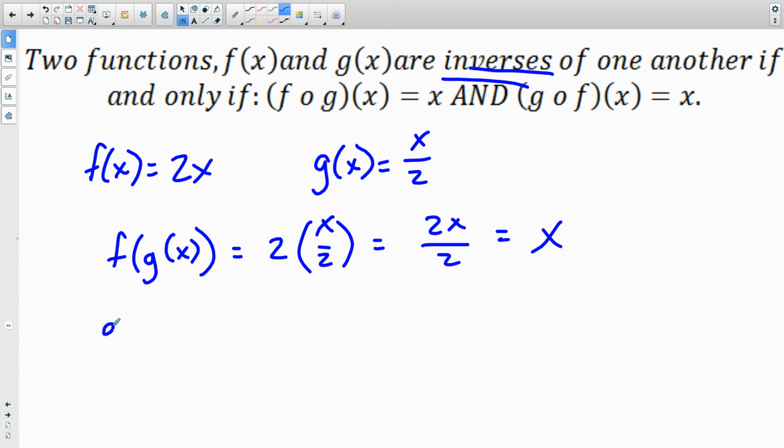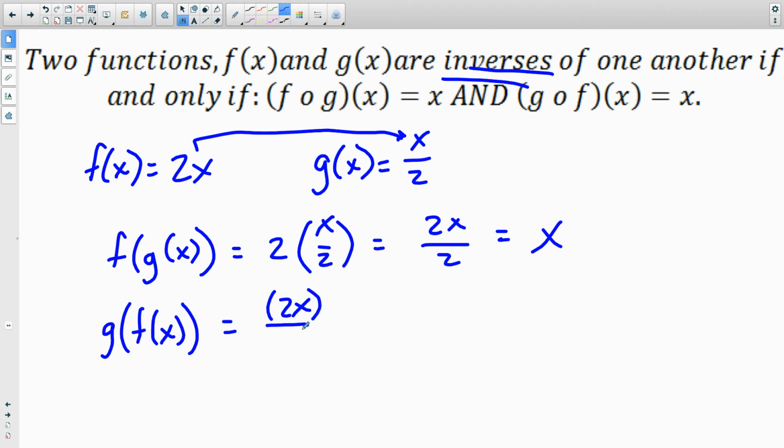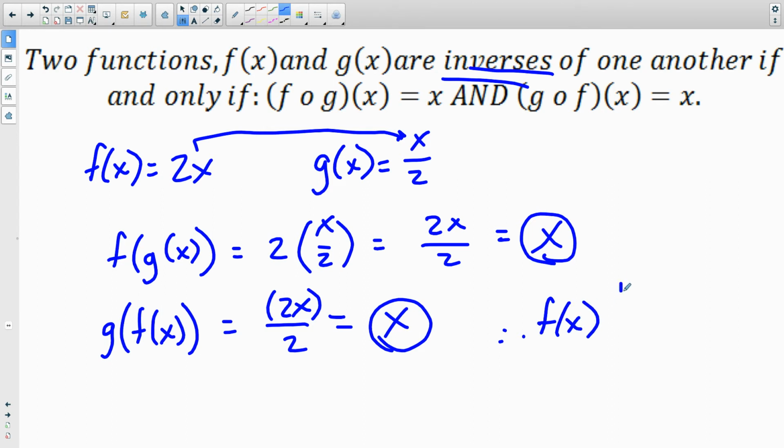And 99 times out of 100, when we do the alternate composition, where we switch them, if you get an x here, you're going to get that same result, but we should check it anyway. So now we're taking f of x and putting f of x into g of x, so we're putting a 2x into the input for g. We end up with 2x over 2, the 2's cancel, and we end up with x. So we can make our statement here, therefore, that f of x and g of x are inverses.